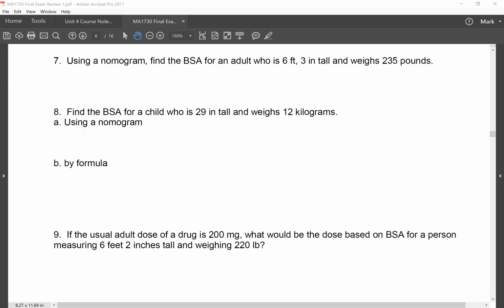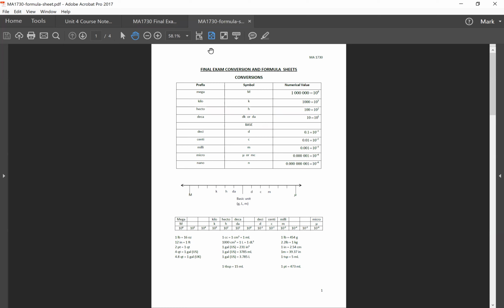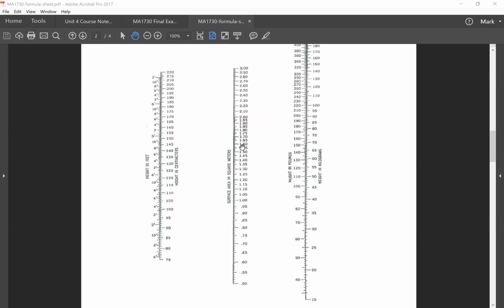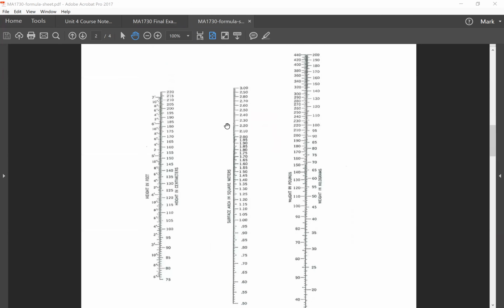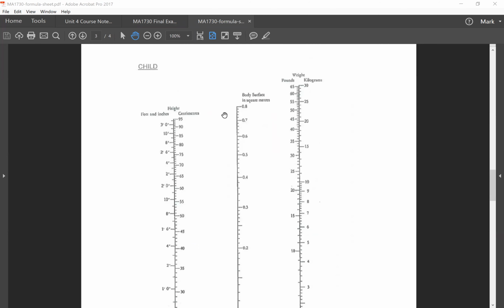Formula sheet. Actually, I'm going to download it. Sorry, guys, just opening it up in Adobe. Okay, so here is, if you guys can see my screen, your formula sheet. You know how it works, but the nomograms are here on this page. There's adult first, then child. So let's go back to the question.